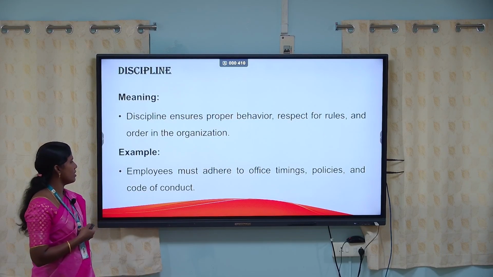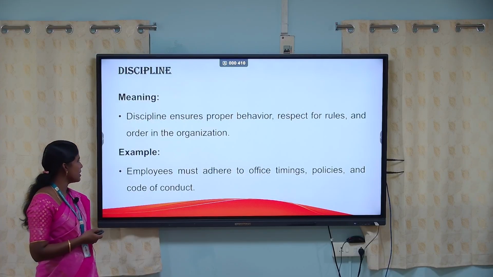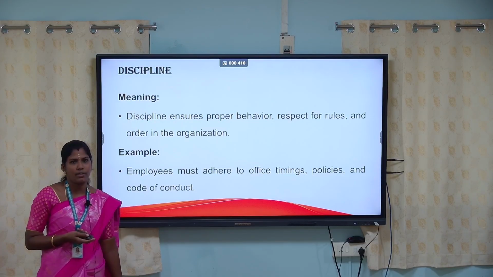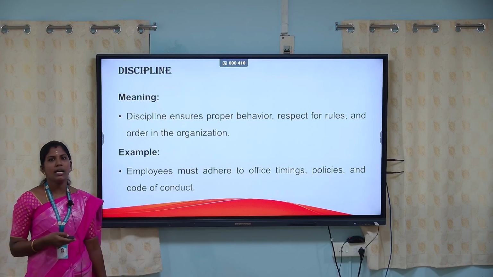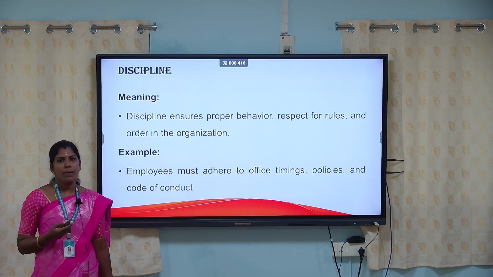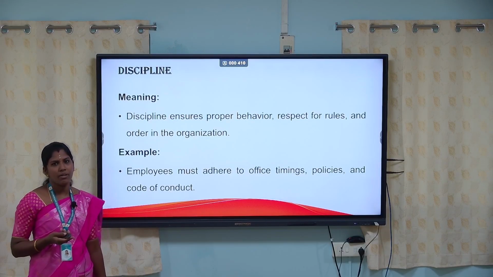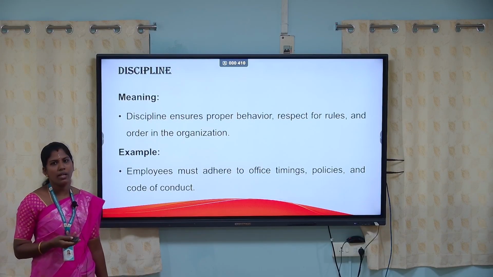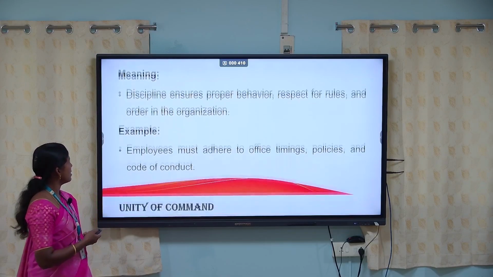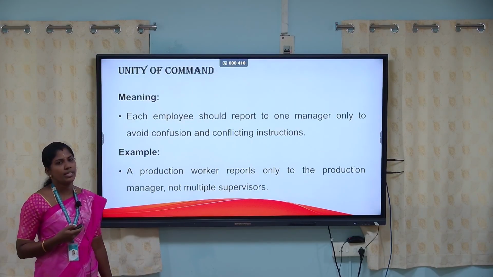Examples, employees must adhere to office timings, policies and code of conduct. Okay, if they work efficiently, the right person will be appreciated in a proper way. Then only they will do better. Then the next slide is unity of command.